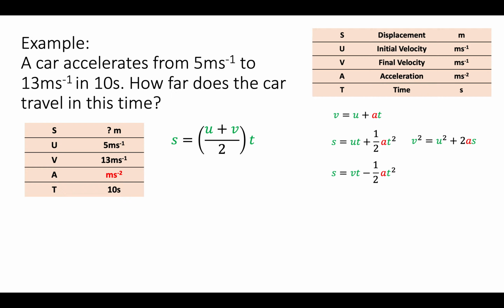We have s equals u plus v over 2 times t. I can substitute the numbers in, where u is 5, v is 30 and t is 10. And I type this into my calculator and I get s equals 175 meters. You can always use a calculator for SUVAT equations. You will always have a calculator on the exam. Okay? And we have the final answer. Do not forget your units, meters.